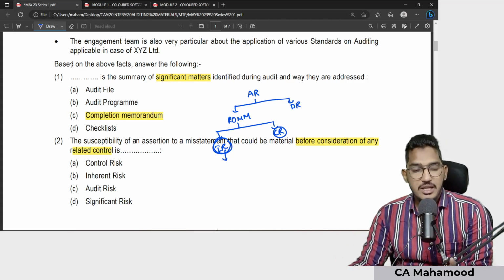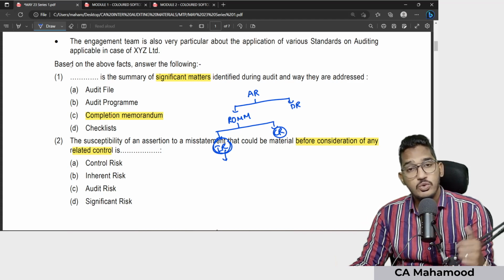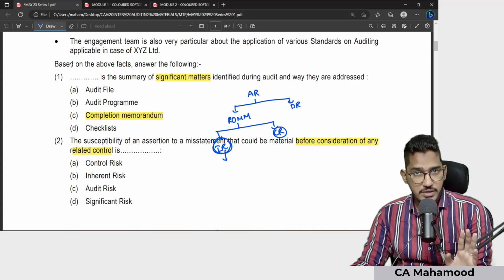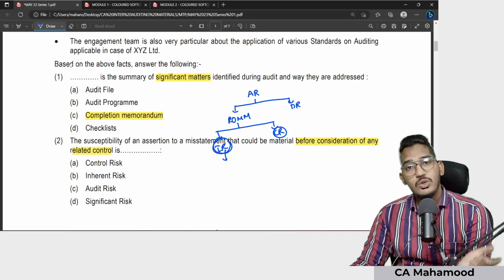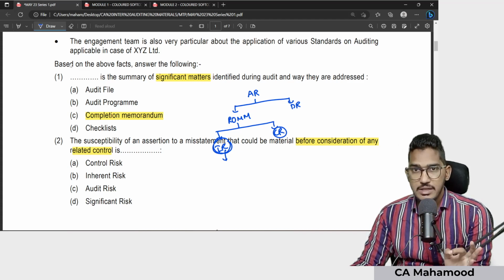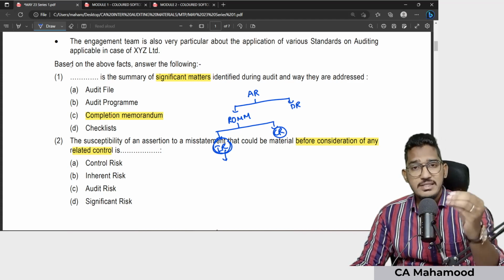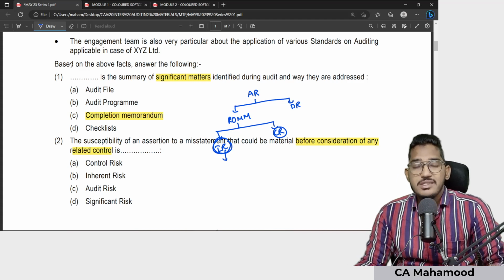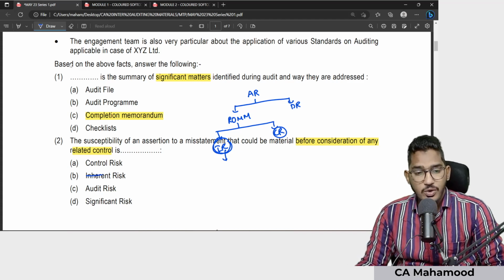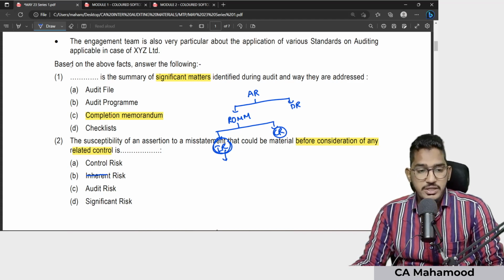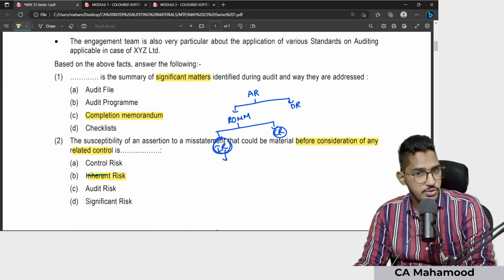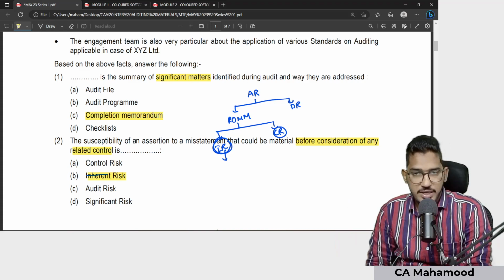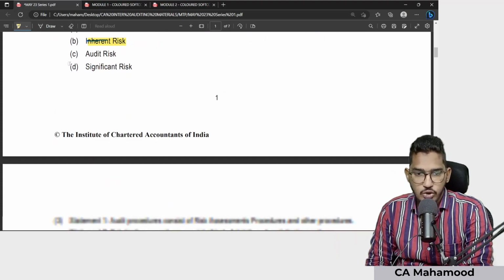So in the question they are asking, what is the risk that a misstatement could be material before consideration of internal control? That means there is no internal control to consider. That could lead to misstatement. What is this risk called as? See, alternatively they are asking, when there is an absence of internal control, what is that risk called as? That risk will be called as inherent risk. So correct option is option B, which is inherent risk. Inherent risk is a susceptibility of an assertion to misstatement before consideration of any related control. So option B will be the correct option.